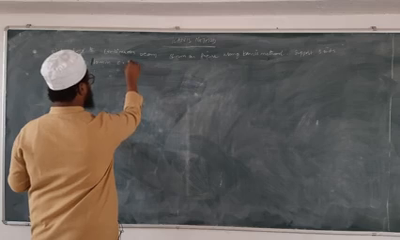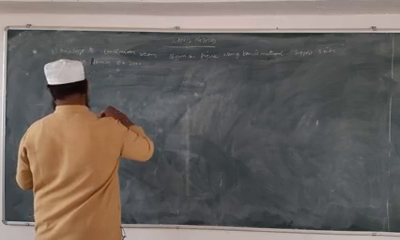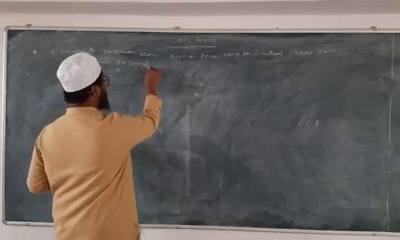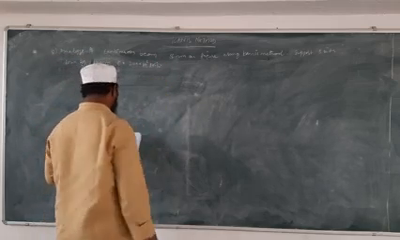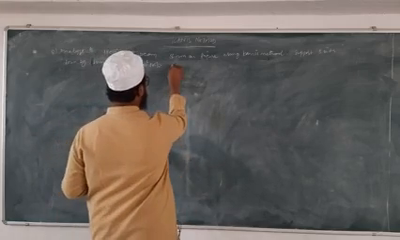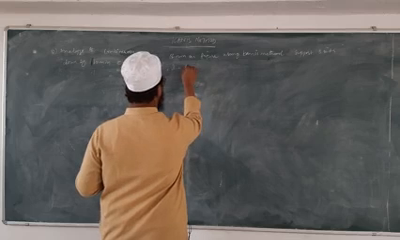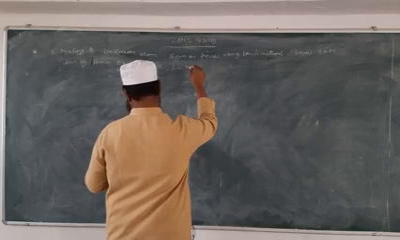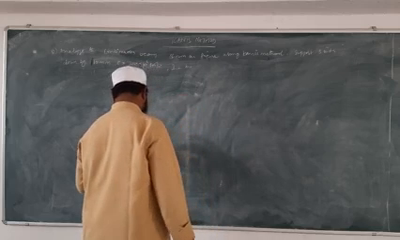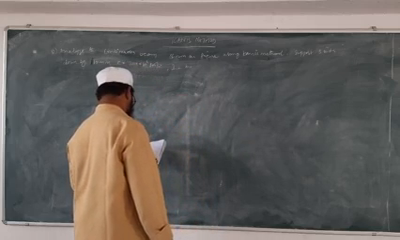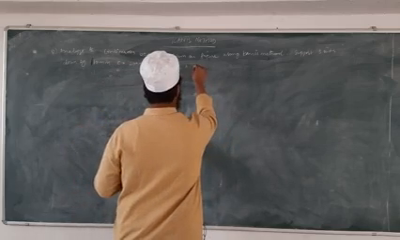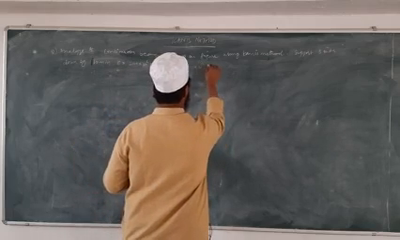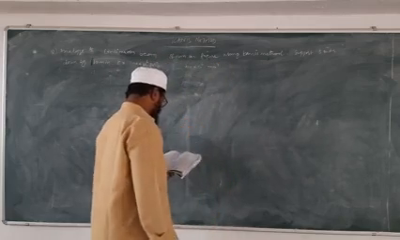E is equal to 200 into 10 power 6 kilonewton per meter square, and I is equal to 100 into 10 power 6 mm power 4.